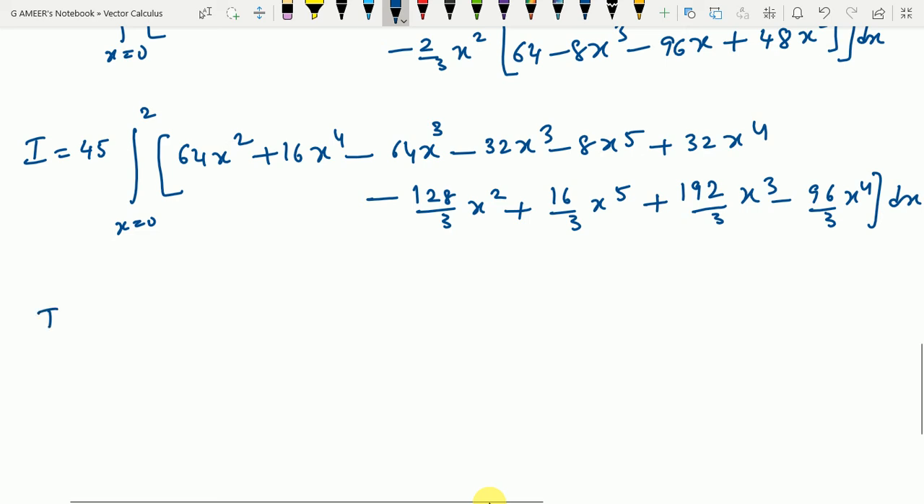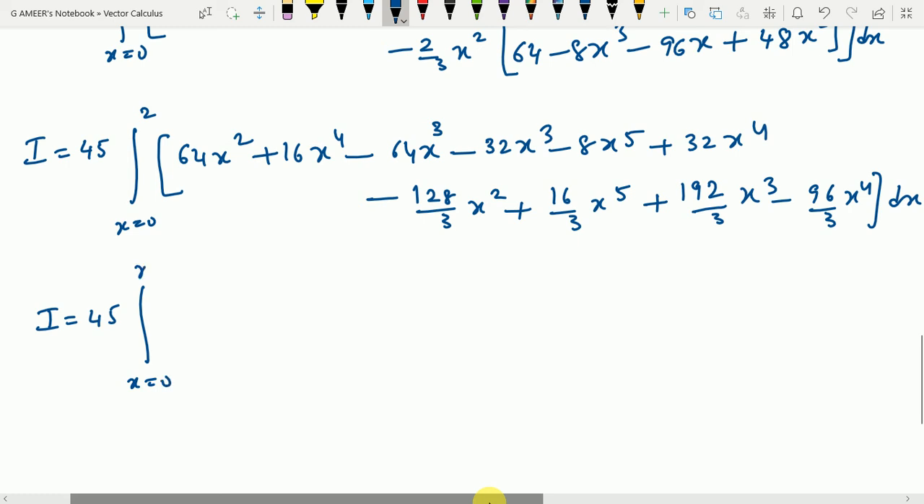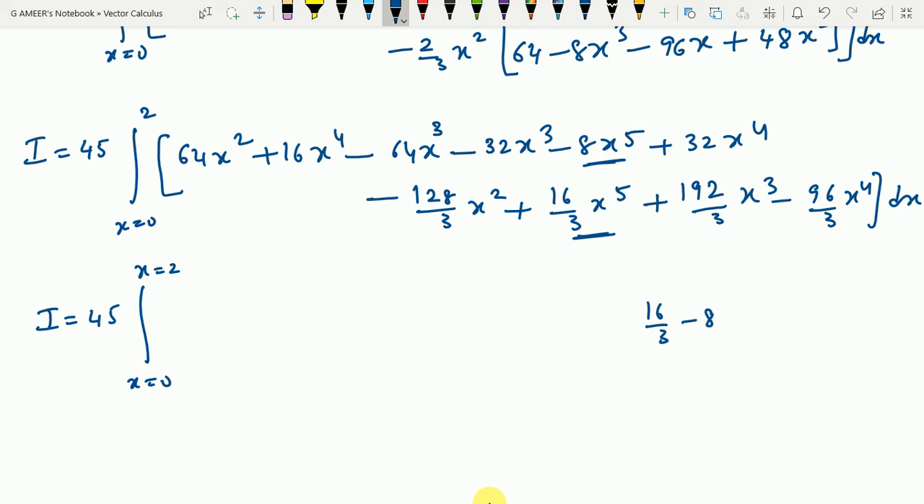And I will be equal to 45 into integration from x is equal to 0 to 2. First x power 5 we write. There is x power 5 here and x power 5 here: one is 16/3, the other is -8. When I take 24, 16 minus 24 by 3, that is -8/3. So -8/3 x power 5.